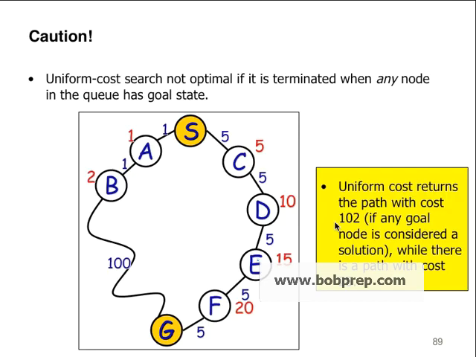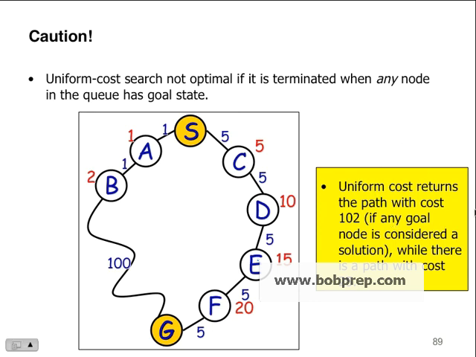In terms of a caution here, the uniform cost search is not optimal if it is terminated when any node in the queue has its goal state. Depending upon how big the queue is, it's not very optimal if it finds it too quickly, because then you've got a lot of overhead in the setup. So uniform cost returns the path with the cost of 102 in this particular case.